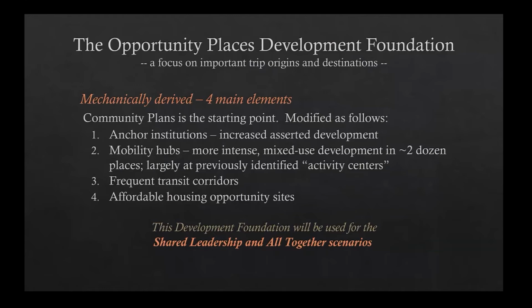Also, in the frequent transit corridors, we would include more transit-oriented development on any parcels that can be developed, and also we have more transit service to some of the affordable housing sites in the plan. So that's the more intense land use that we would have for the shared leadership and the all together scenarios. Next slide.